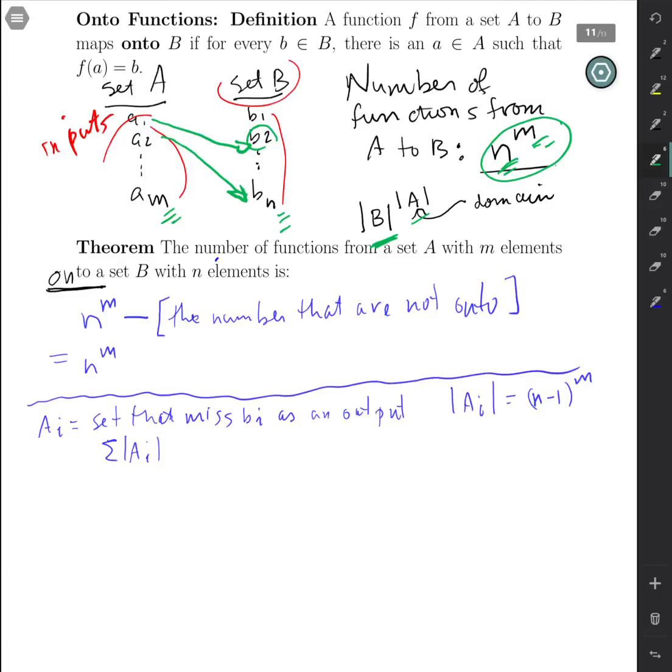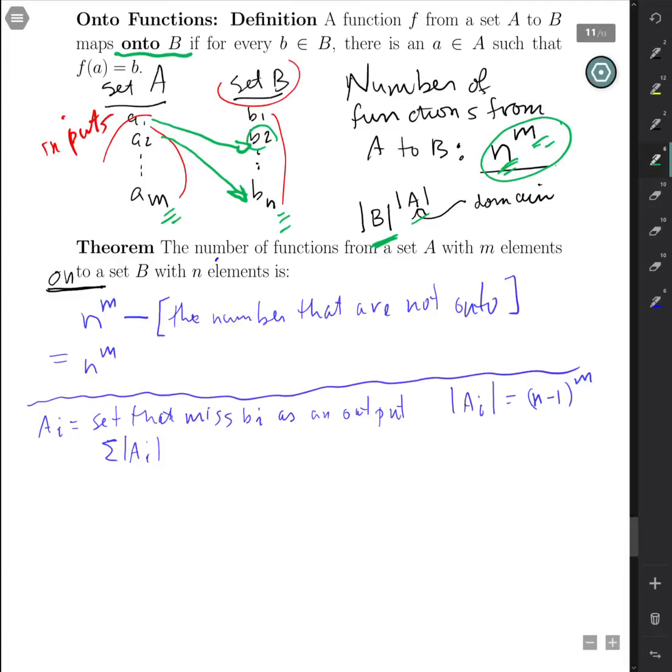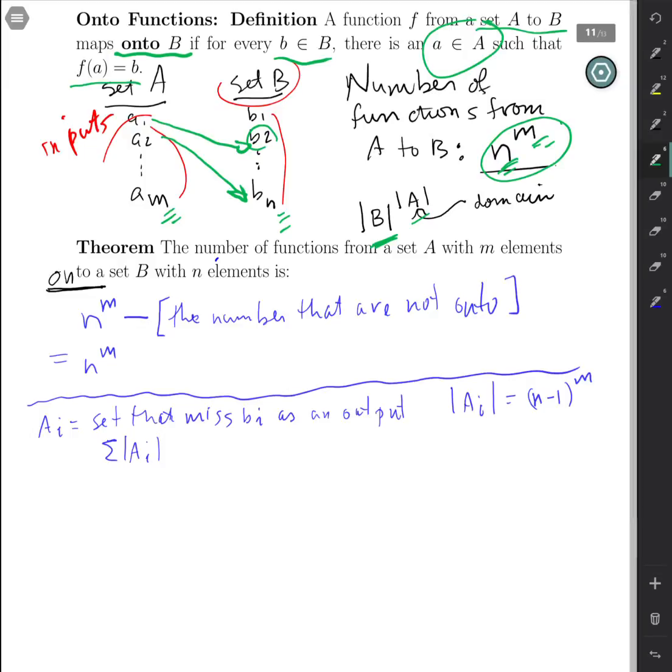An onto function is one that uses every one of the potential outputs as an output. A function from a set A to B maps onto B if for every b in the codomain, the potential output set, there is an a that has b as that output. There is an a such that f of a is equal to b. That's an onto function. It covers B, uses all the elements of B.